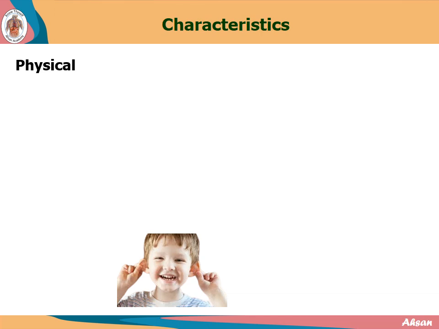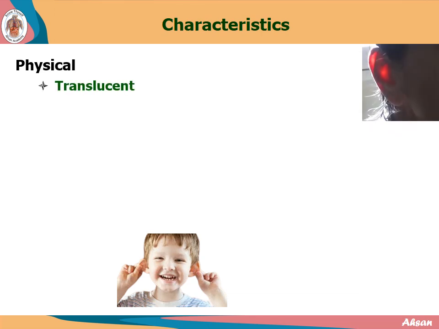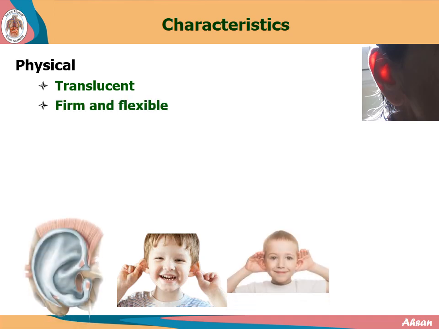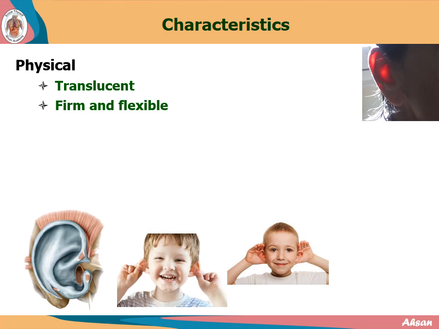The cartilage is translucent. If we focus the light from behind the ear, we'll find that some part of the light is coming out. That is shown in the figure, the right upper part. It is firm but flexible. If you flex it without injury, the cartilage flexes, but if you withdraw the force, it returns back to its original position.